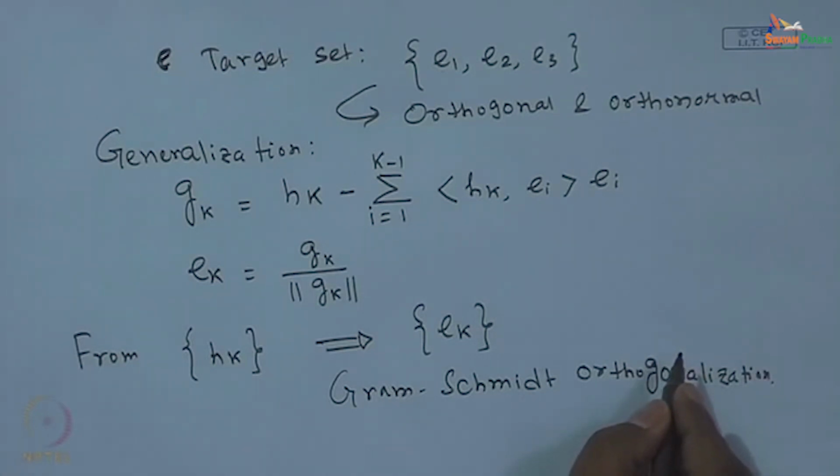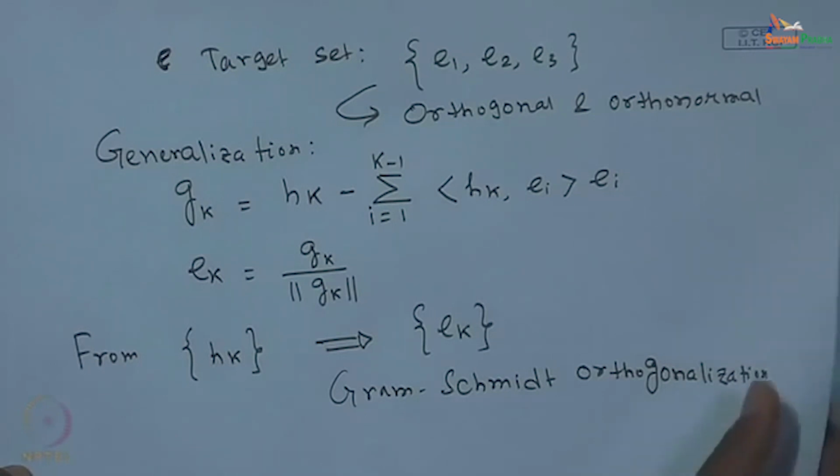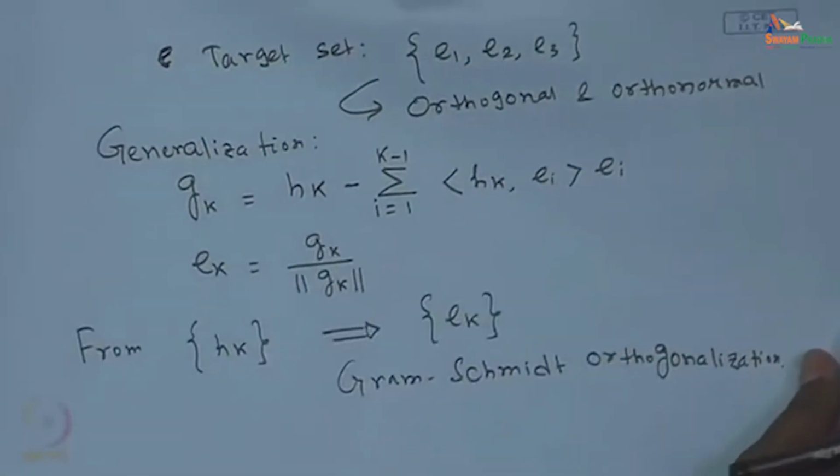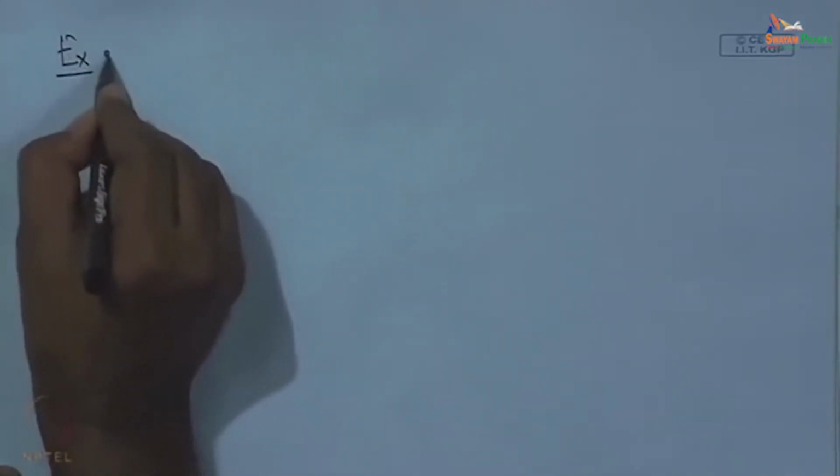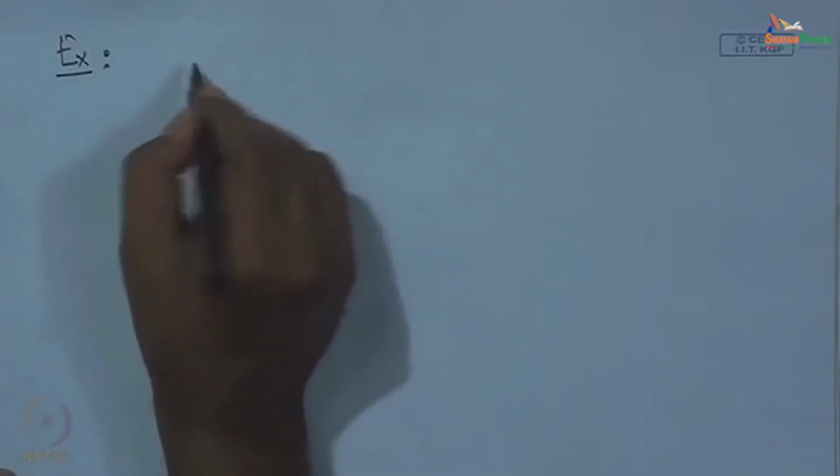So, using this technique one can get from any set of independent vectors an orthogonal and orthonormal set of vectors. Next, we will take up an example to illustrate the Gram-Schmidt orthogonalization technique and the different calculations that are involved here. So, next example we take to illustrate these techniques.